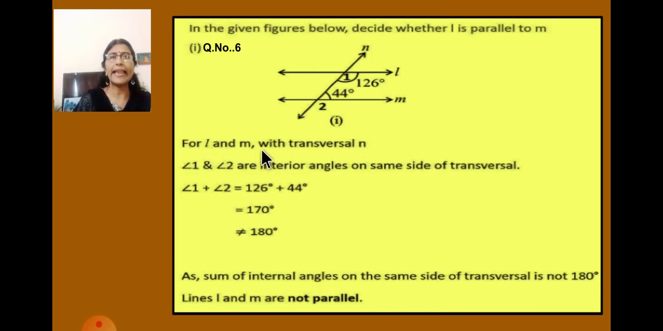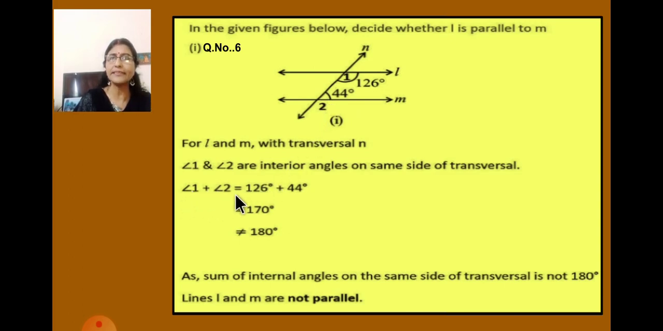Now for L and M with transversal, you can see here this is the transversal. For L and M with transversal N, you can see angle 1 and angle 2, they are the interior angles on the same side of transversal. And we have learned that the angles... Here they have given the measure of the angles. We will substitute the value of the angle, whatever is given, because we have to find out whether these two lines are parallel or not. So first we will add and we'll see how much we get.